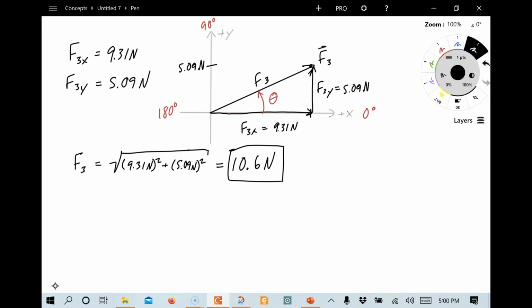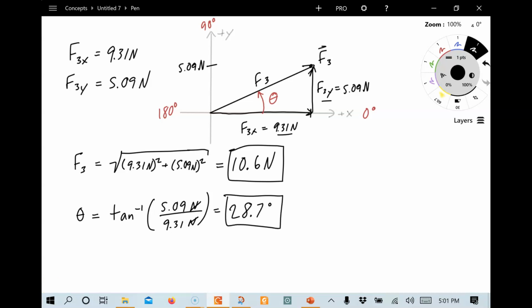We can see that that angle is actually going to be tangent we could use. But if we want to get the angle, remember, if you know the sides and you want to get the angle, you have to use the inverse tangent function. So opposite, right? That angle's opposite is the y component, 5.09 newtons, divided by the adjacent part, 9.31 newtons. Of course, the newtons cancel. And if we put that into our calculator, we'll calculate 28.7 degrees. So there's the answers for part A.